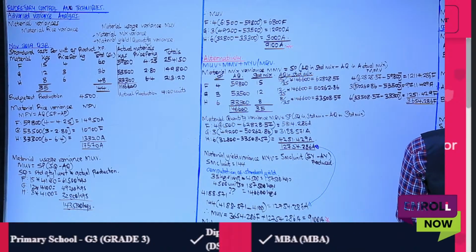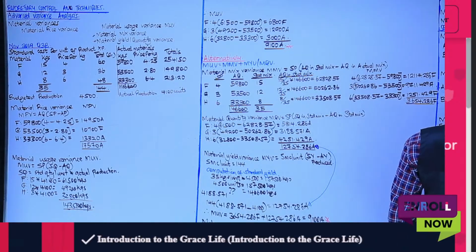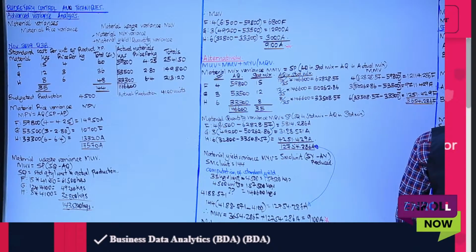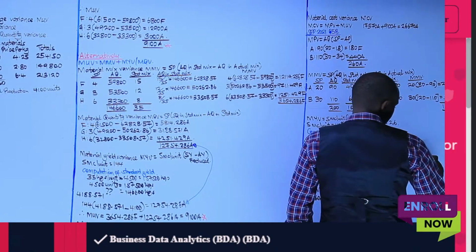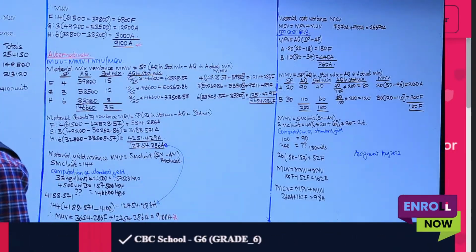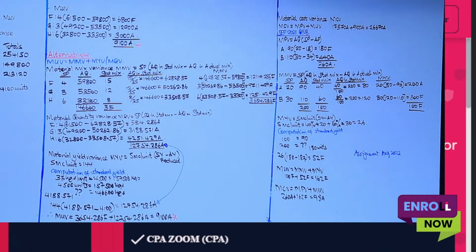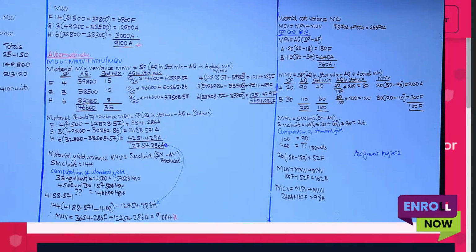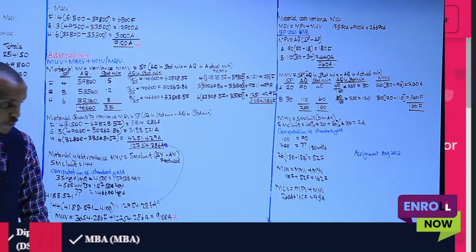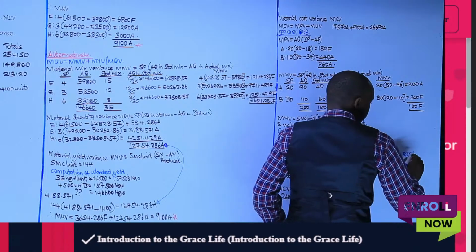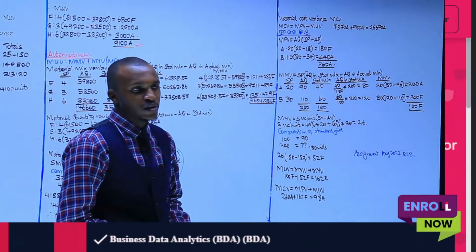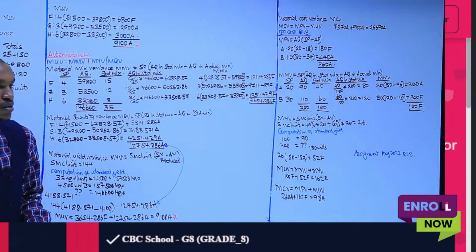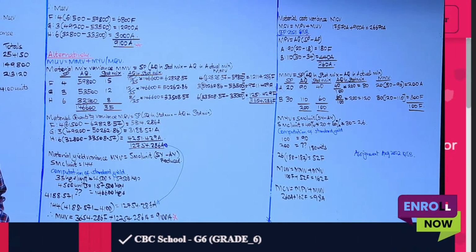Your assignment. Please look at this question for your own practice. August 2022, question 5B. Question 5B. There is a variance of what? It is an advanced variance of materials.